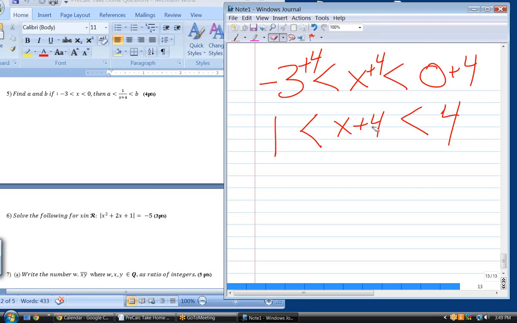Now, how do I make this look like this? Well, I take the reciprocal of everything. And the thing about taking the reciprocal is when you take the reciprocal, you also change the direction of the sign. So the reciprocal of 1 is 1 over 1. Now I got to change the direction of that sign to take the reciprocal of that. And change the direction of that sign to take the reciprocal of that. And now I have my answer. A is 1, B is 1/4.